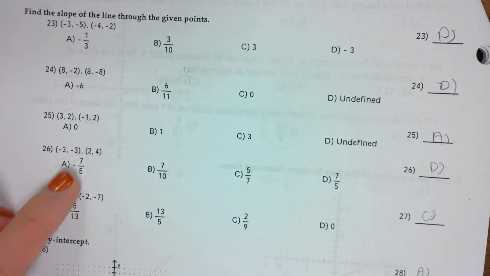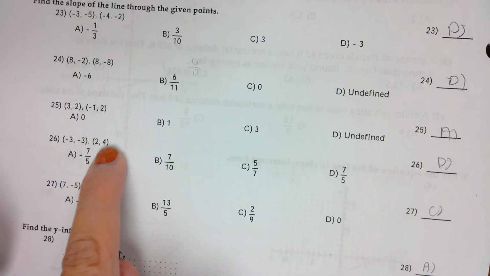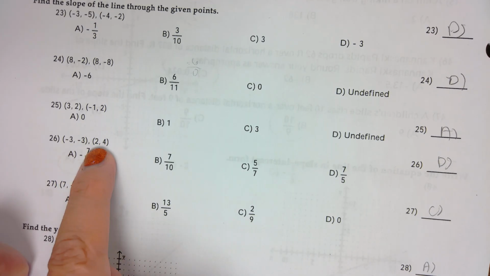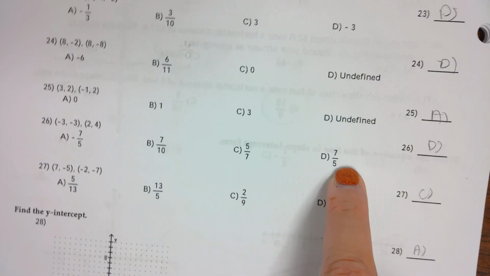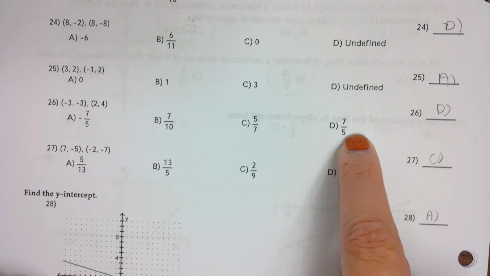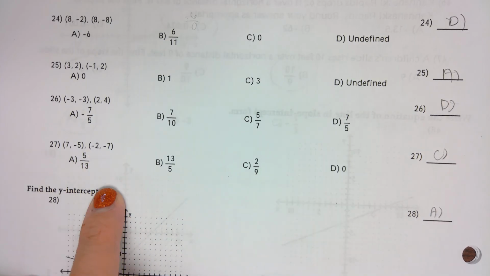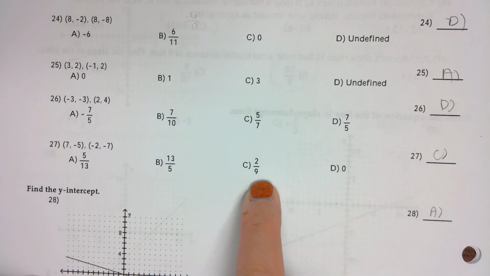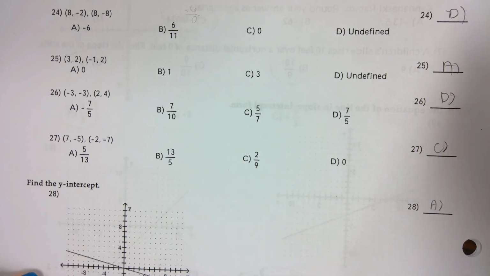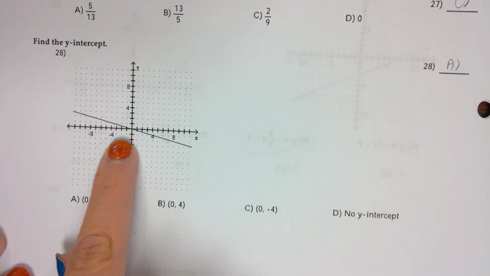Okay. And then these ones right here, you're actually using the formula 4 minus -3, 2 minus -3, and you get your answer 7 over 5. Don't forget the double negative. Okay. And then same thing right here, when you evaluate it out, y2 minus y1 over x2 minus x1, you get 2 over 9.